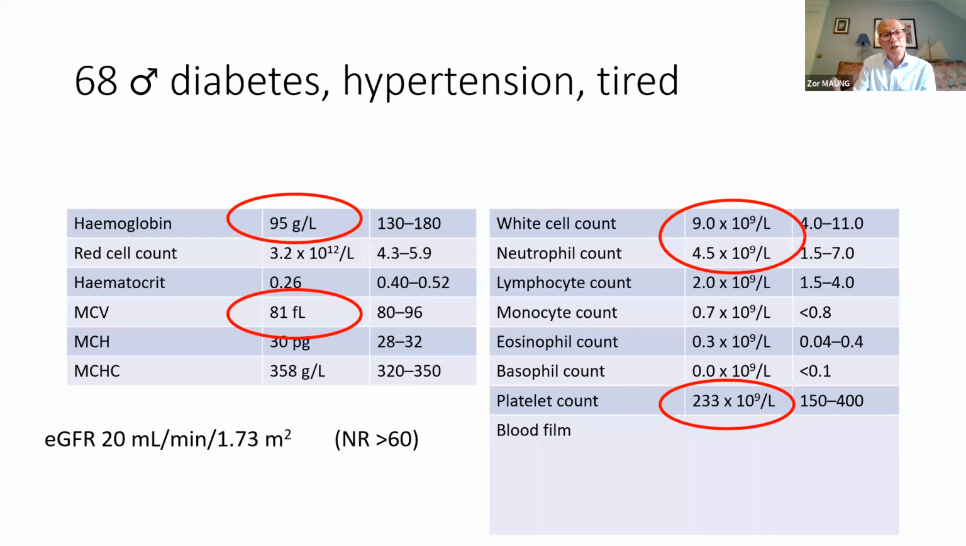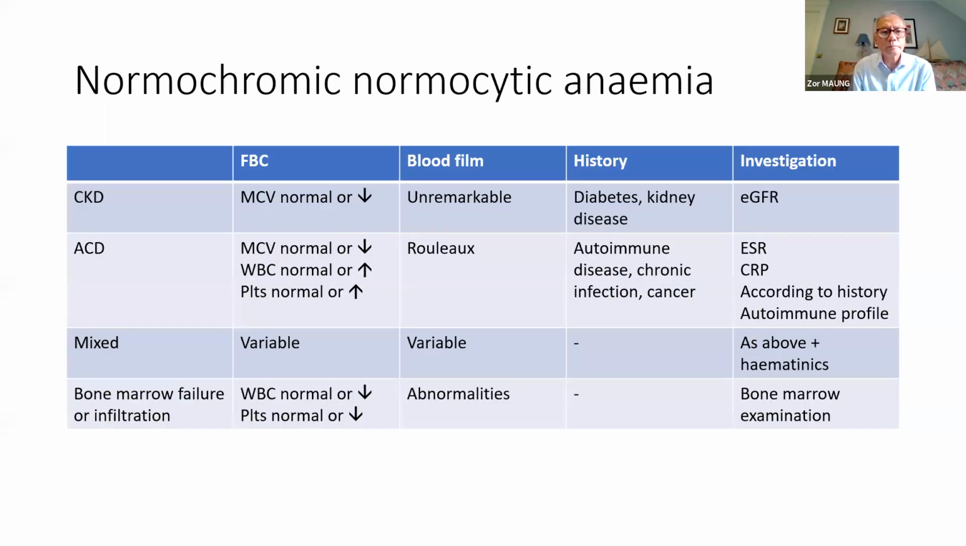So which is very important. With normochromic normocytic anemia, think of CKD as the cause of anemia. There's another type of normochromic normocytic anemia. We call it anemia of chronic disease. So the anemia is due to some underlying chronic condition or inflammatory condition.